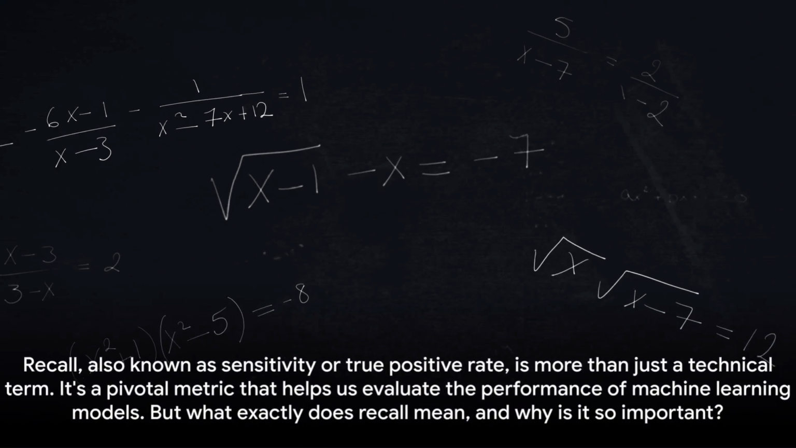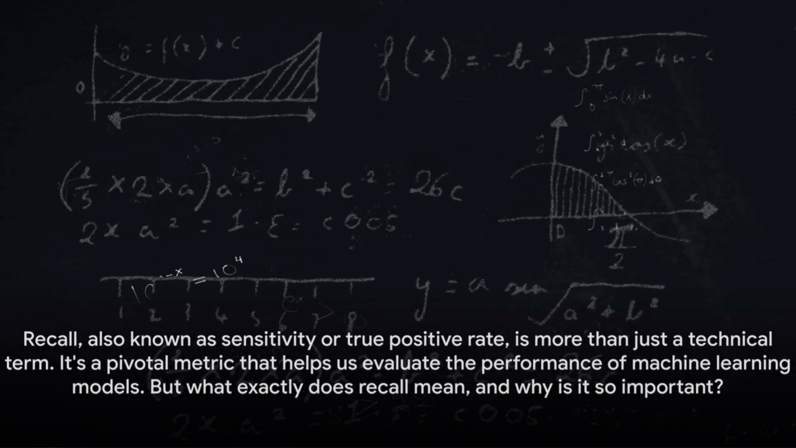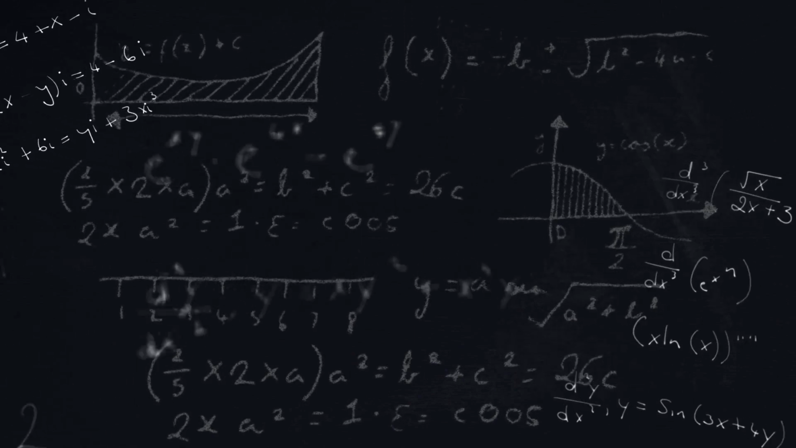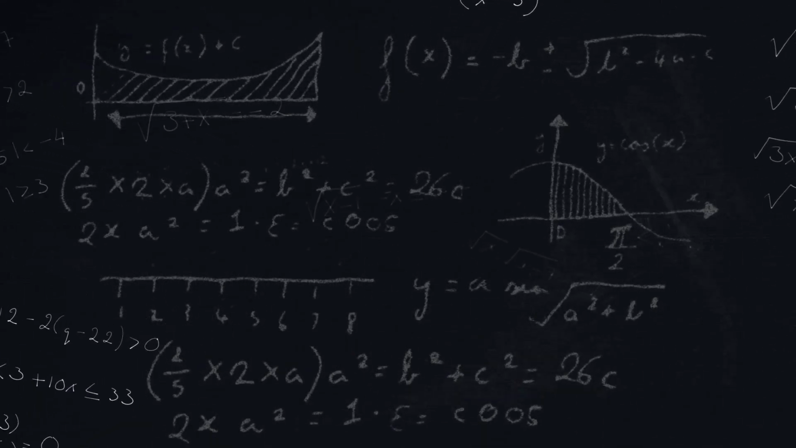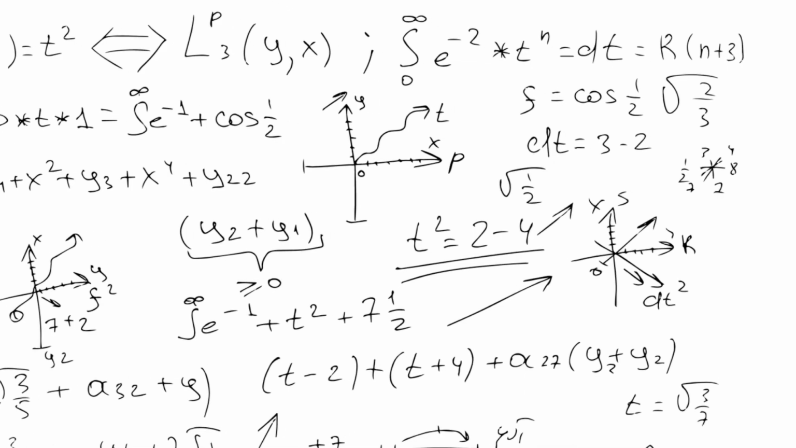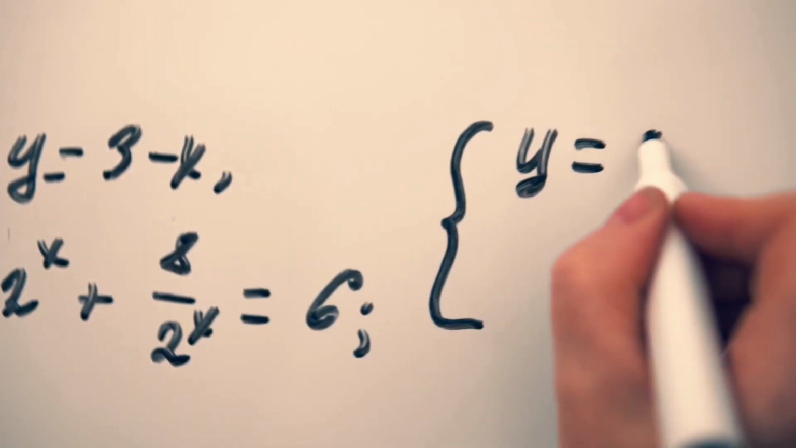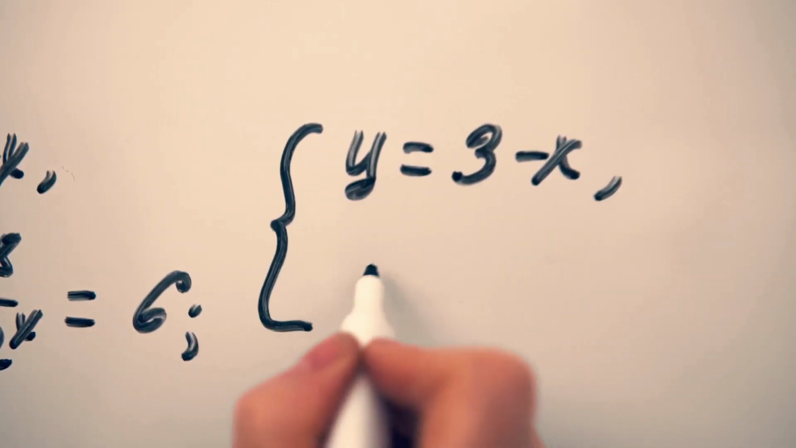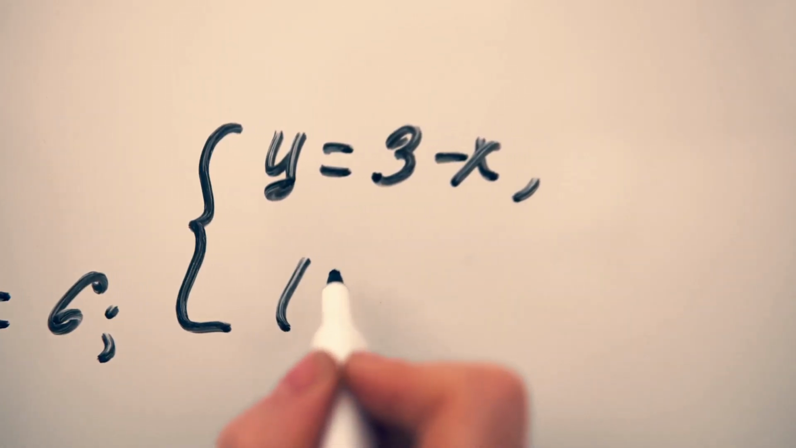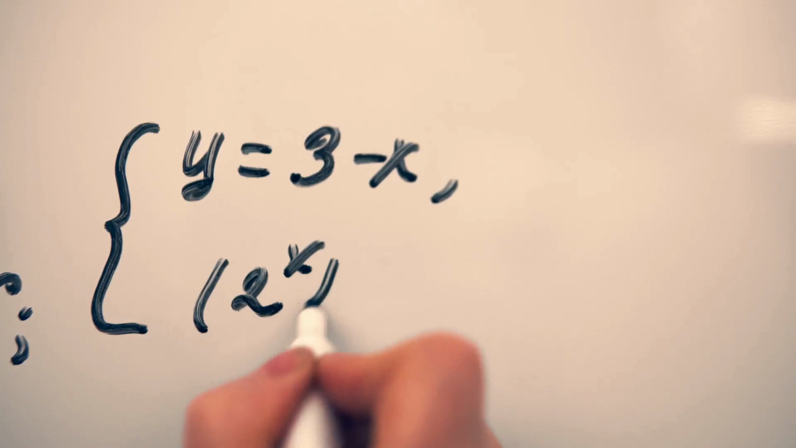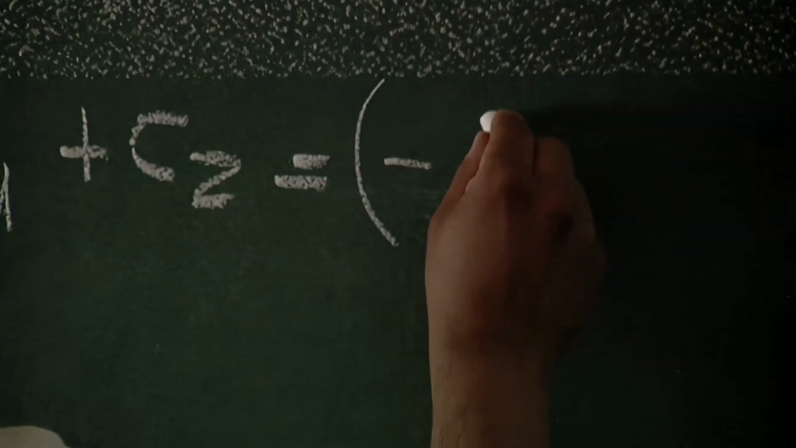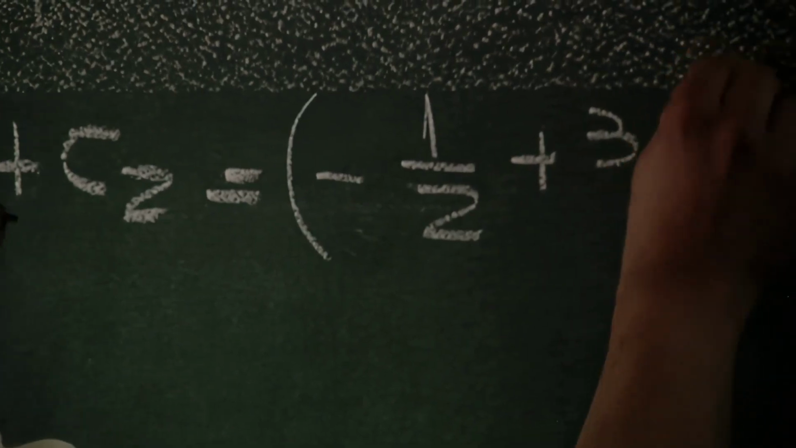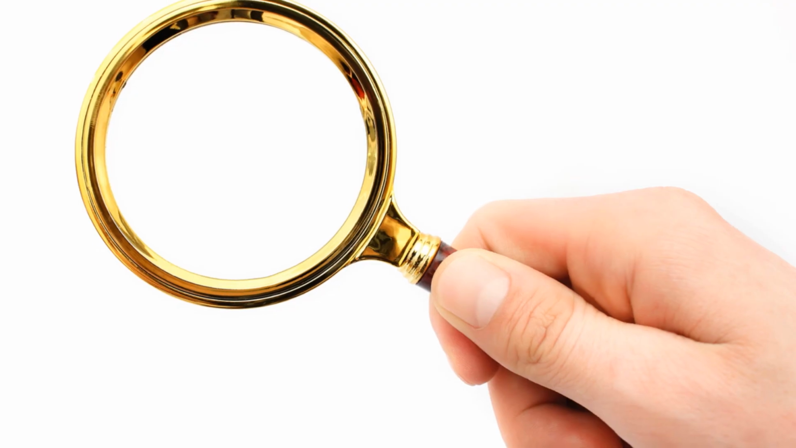Recall, also known as sensitivity or true positive rate, is more than just a technical term. It's a pivotal metric that helps us evaluate the performance of machine learning models. But what exactly does recall mean? And why is it so important? Let's start with the mathematical formula for recall. It is calculated as the number of true positives divided by the sum of true positives and false negatives. Now, don't let these terms scare you off. They're pretty simple once you break them down.